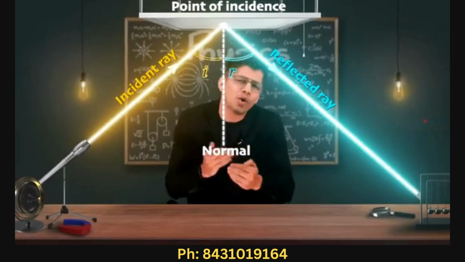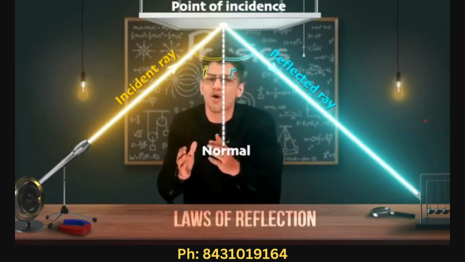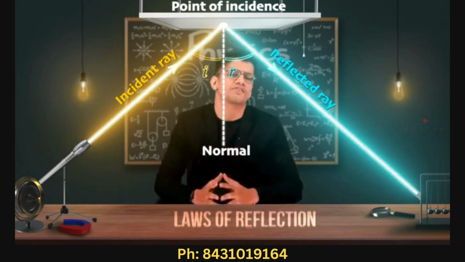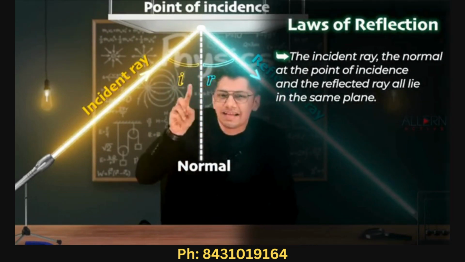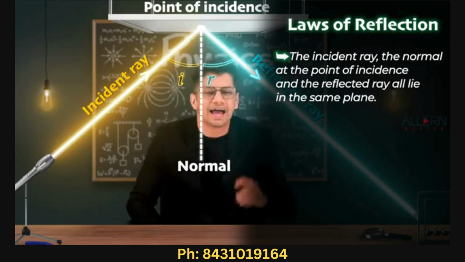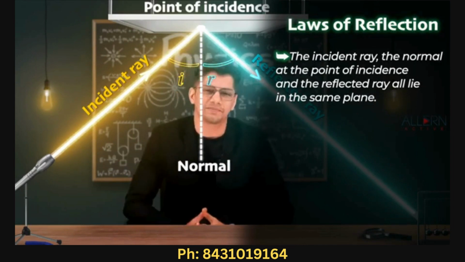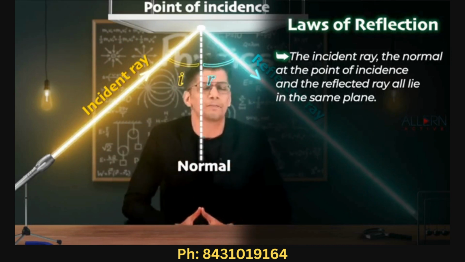Now there are certain laws that we need to understand related to reflection, and these are called the laws of reflection, which are very simple. Now let's talk about the first law. The first law says that the incident ray, the normal to the mirror at the point of incidence, and the reflected ray, they all lie in the same plane. They can be drawn on a sheet of paper.